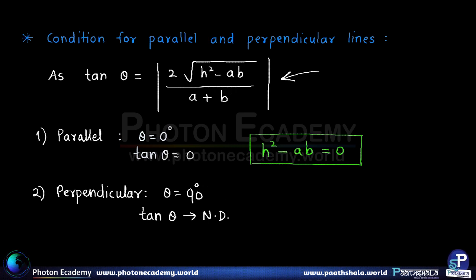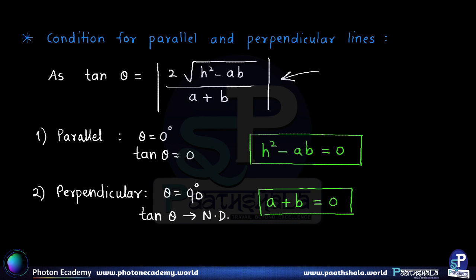So this is where we get the condition for perpendicular lines, that their denominator, that is a plus b, must be equal to 0. So these are the two important conditions for the lines in a pair of lines to be either parallel or perpendicular.